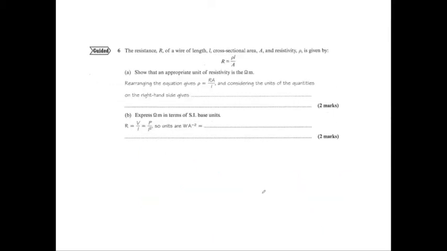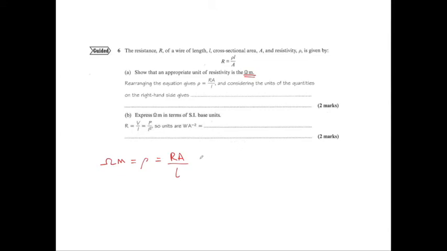Right, let's have a look at this one here. So resistance R of a wire, read it by yourself. Okay, so what we need to do is to show that the ohm meter is a right unit of resistivity. So we need to say that ohm meter, which equals resistivity, must equal RA over L. Okay, well, this should be fairly straightforward, I guess.